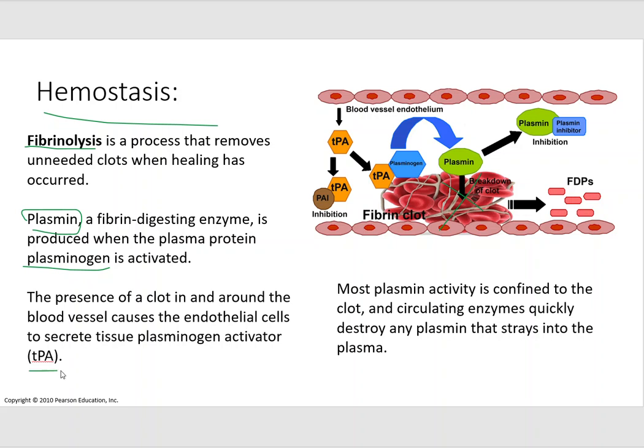Plasminogen is going to be turned on by something called tissue plasminogen activator, TPA. TPA, by the way, this is what we give to people who have strokes, as long as it's not a bleeding stroke, and as long as they get to the hospital in 90 minutes, because it's going to cause the clot to break down.